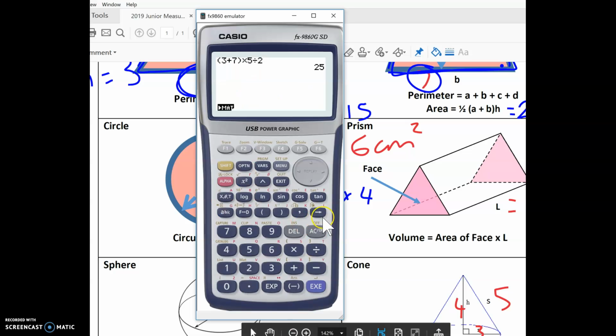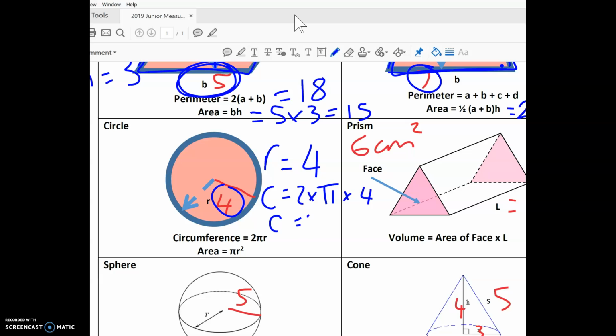So we need to clear it, and we go 2 times pi times the radius, or pi times diameter. So 25.13, we're going to call that 25.1. It might tell you how many decimal places.